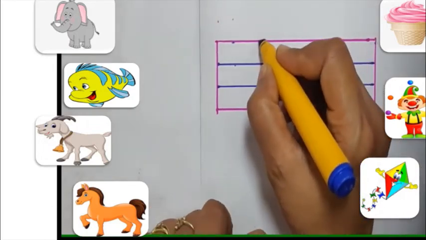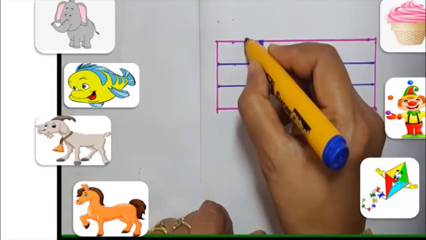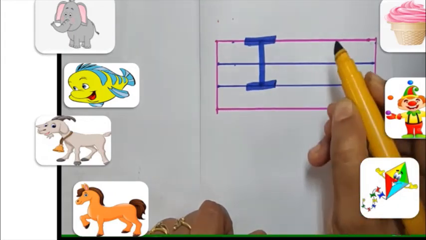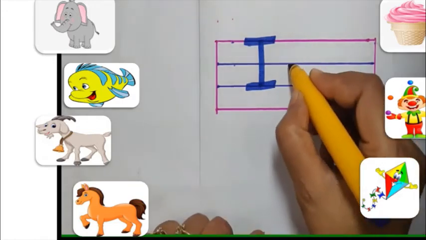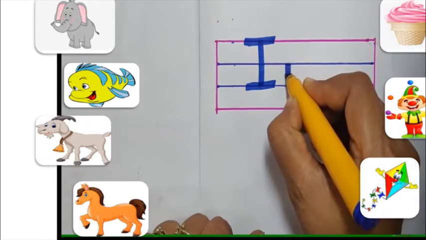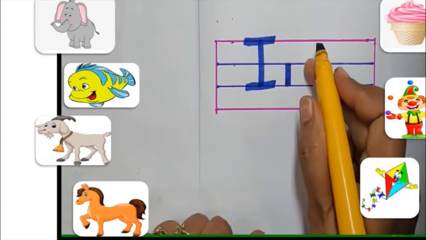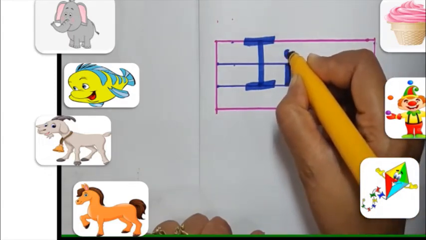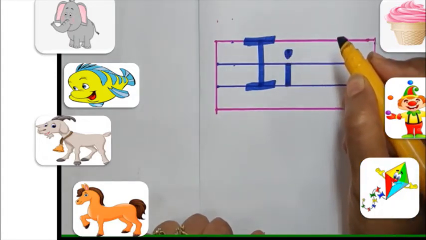Start from the top line. Standing line. Sleeping line, sleeping line, that is capital I. Small i, you have to draw a standing line between the two blue lines. Then you have to make a dot at the top of it. That is your small i.